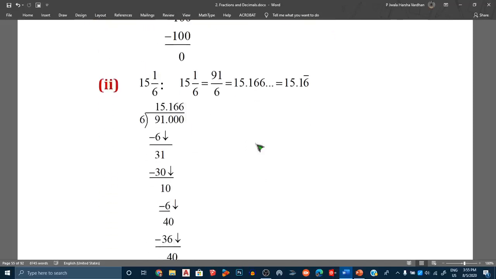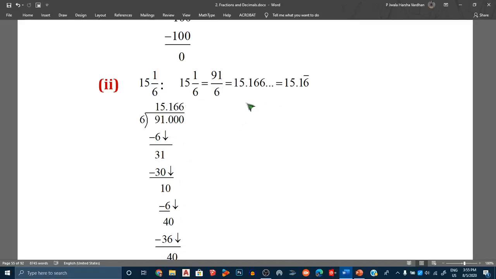Next, 15 1 by 6. You can do this problem in two ways. So this is the first way: first converting it into an improper fraction and then dividing that, 91 by 6. You can do like this.